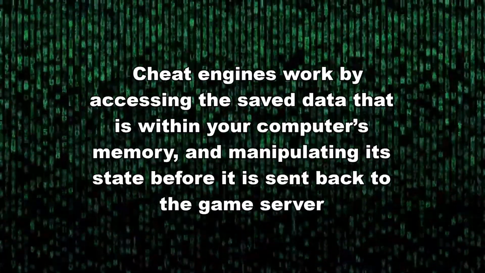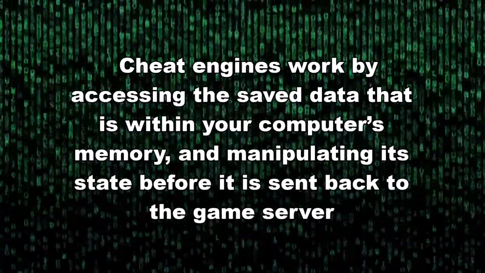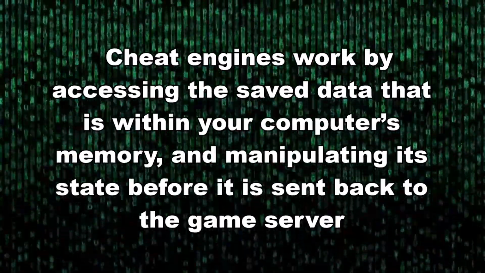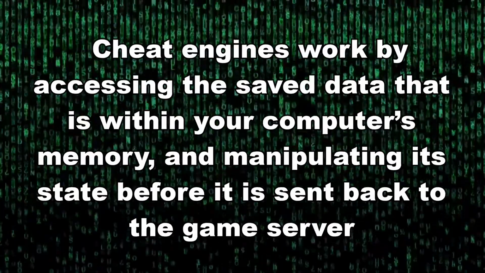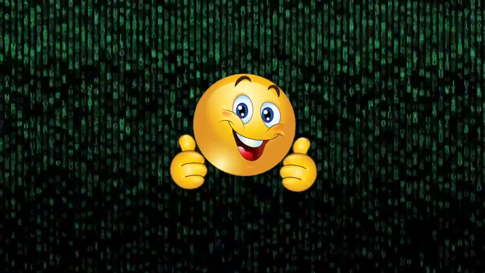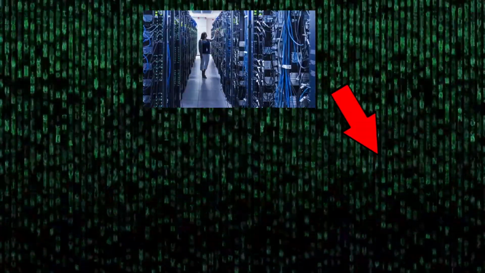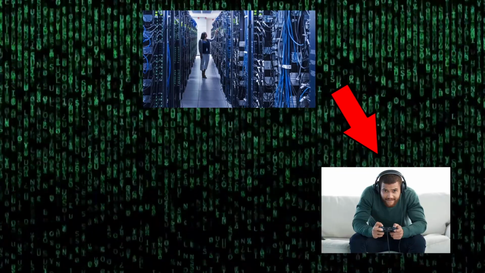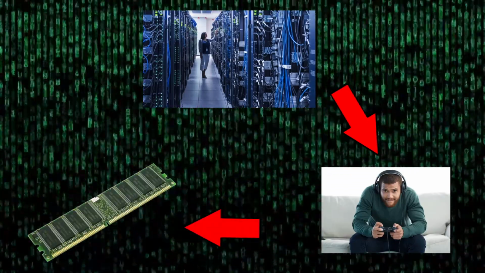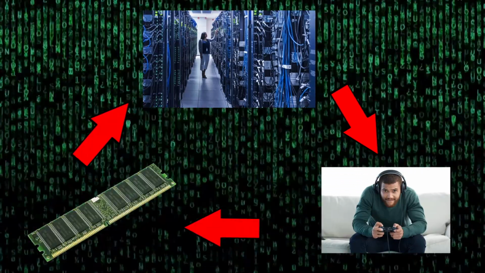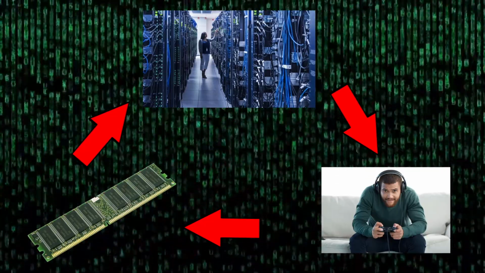Cheat engines work by accessing the saved data that is within your computer's memory and manipulating the state of it before it's sent back to the game server. So in the normal, legal, perfectly fine situation, you have your game server plus your player input that goes back to your RAM, and then the game server gets sent back that information, and it's kind of like a loop.